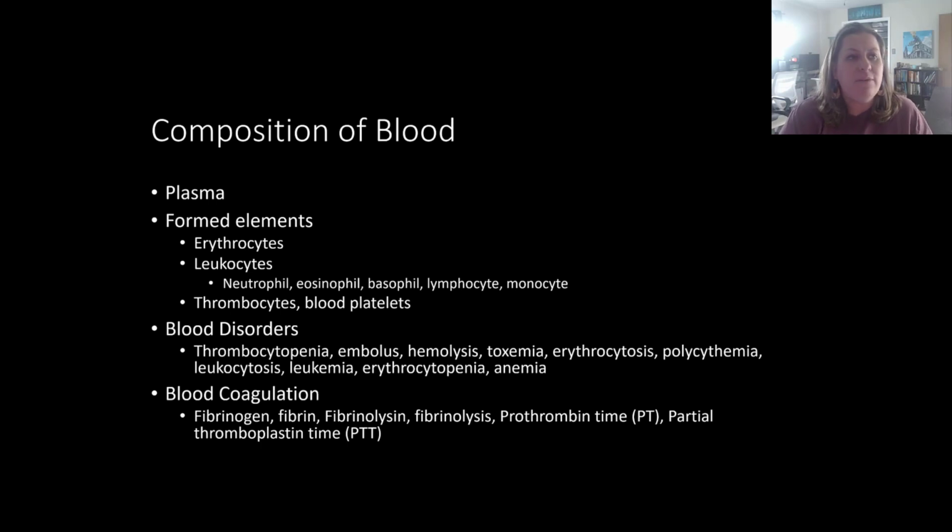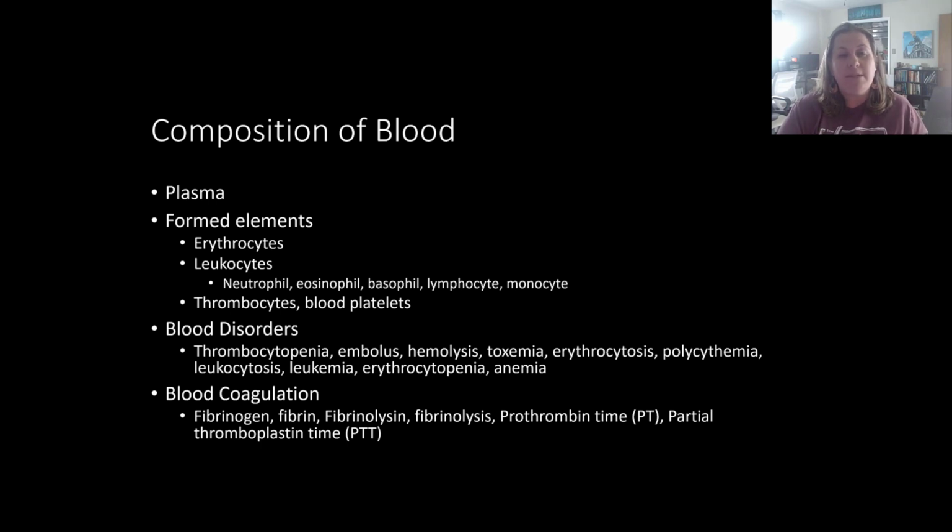So let's do a quick review of the composition of blood. We talked about the plasma. The plasma is the liquid portion of the blood. However, the blood also has some formed elements in it. These formed elements include things like erythrocytes, which are your red blood cells, leukocytes, which are your white blood cells, and there are different types depending on what they do. You have neutrophils, eosinophils, basophils, lymphocytes, and monocytes. And then we also have thrombocytes, which are your blood platelets, and they help with clotting.